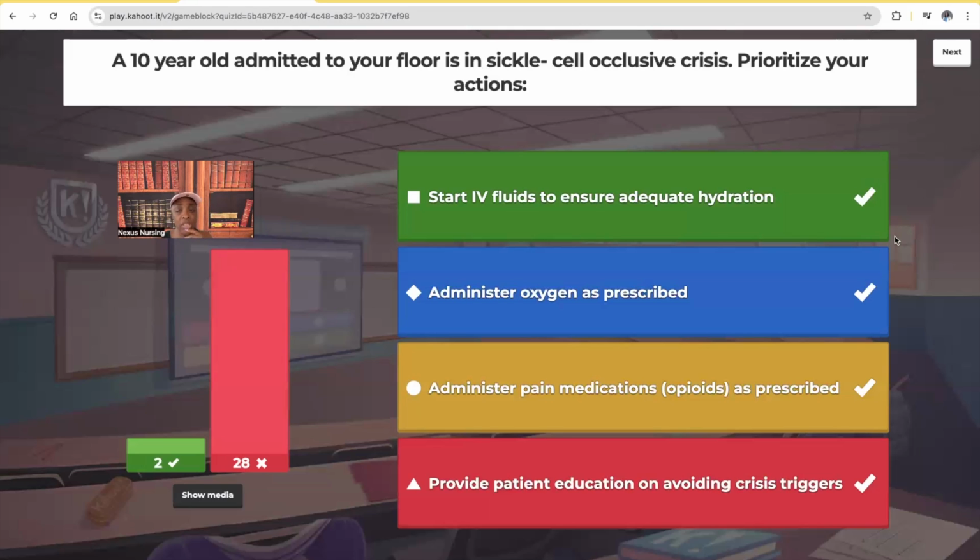And last, we're going to educate. You always educate last. You're going to make sure your patient's safe first before you educate them about anything else.